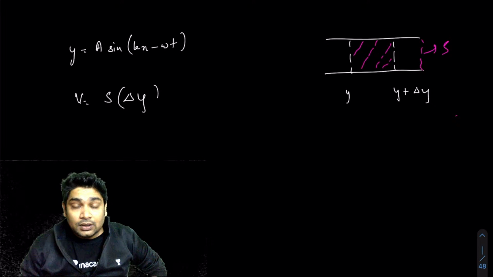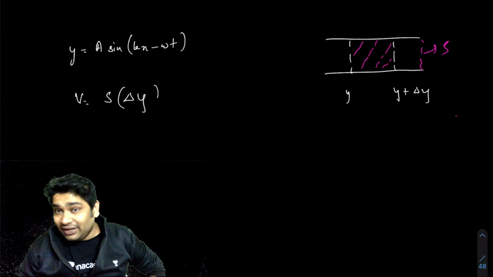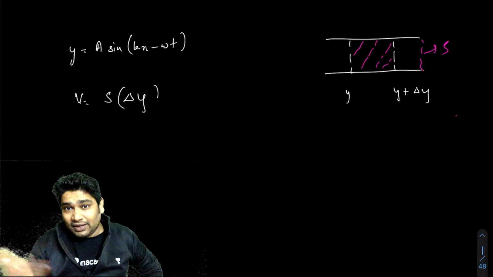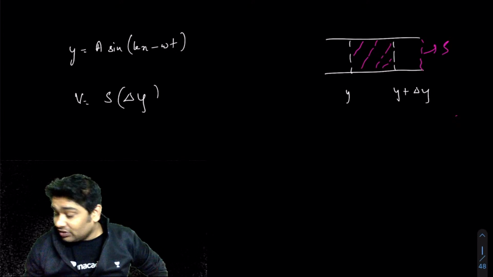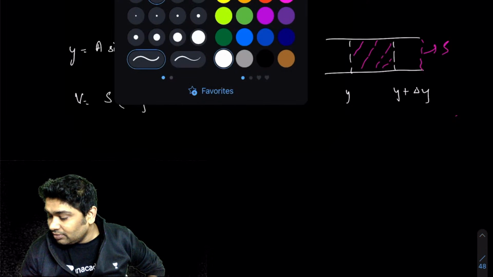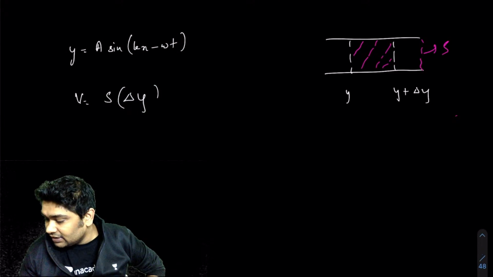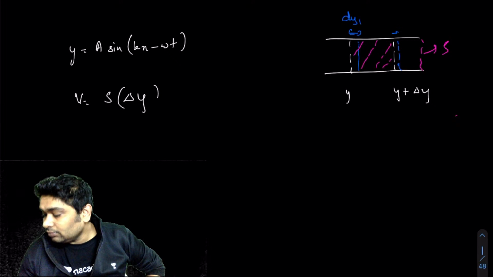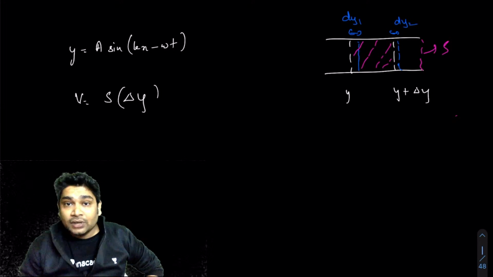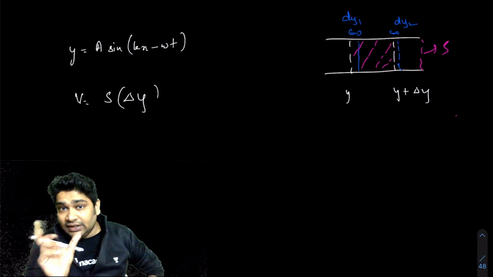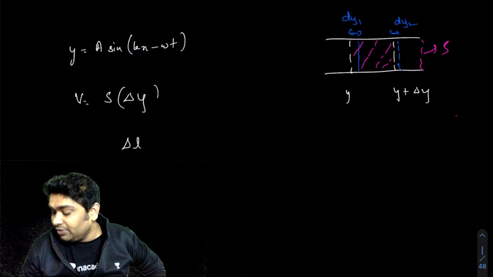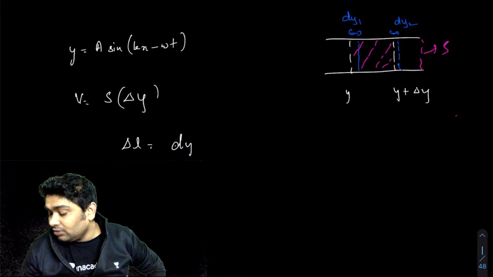Now, at any time t, imagine that these are initially at mean positions. I've imagined that initially both the particles were at mean positions. At any time t, this particle would get shifted from its mean by some amount. Let's say this gets shifted by dy1 and this gets shifted by dy2. So what will be the change in the length of the section? Can I say the change in length, delta L, would be equal to dy2 minus dy1.